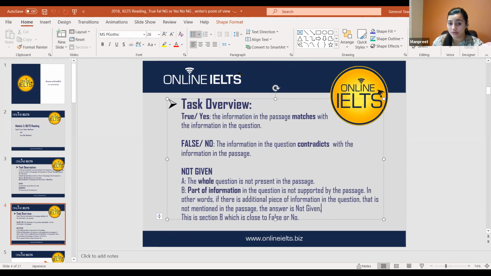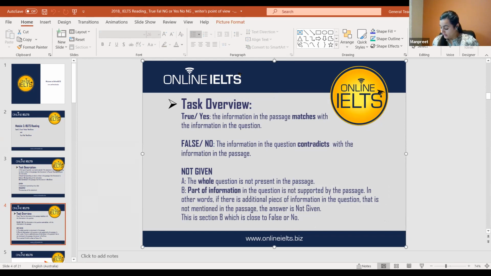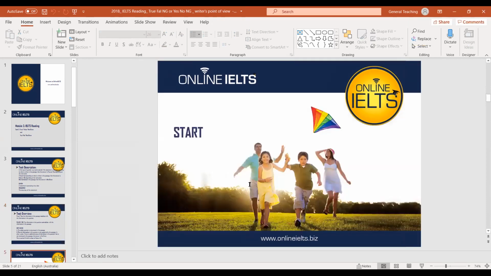If something is not mentioned, just keep this in mind. If something is not mentioned in the passage at all, but the basic part is there and the main part of the question is missing, the answer would be not given. Clear, everybody? Any questions before we move on to the next slide? All good? All right.